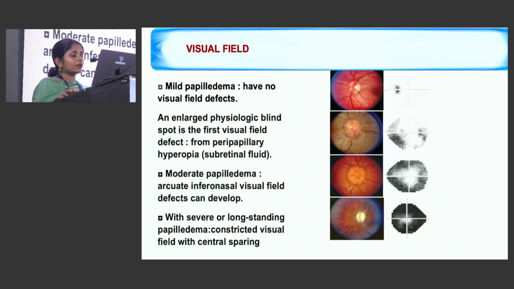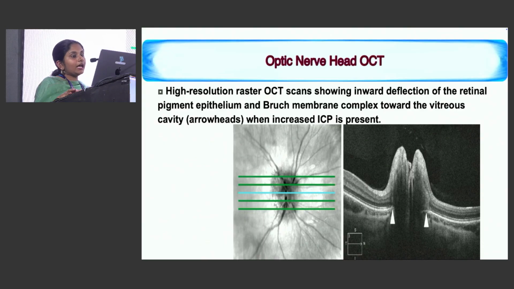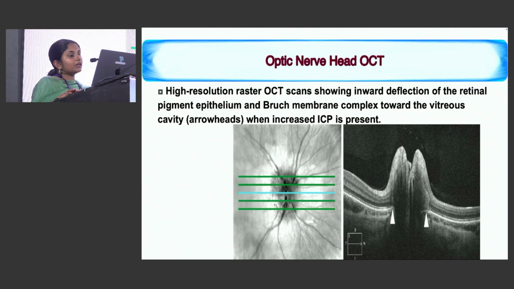Moderate papilledema may cause arcuate inferonasal visual field defects. With severe or long-standing papilledema, a constricted visual field with central sparing can occur. Another bedside test we can use to assess this is optic nerve sheath diameter, and it can be used for the follow-up of ICU patients also. On optic nerve head OCT, in raster OCTs, there will be elevation and inward deflection of the retinal pigment epithelium and Bruch's membrane complex towards the vitreous cavity when increased ICP is present.